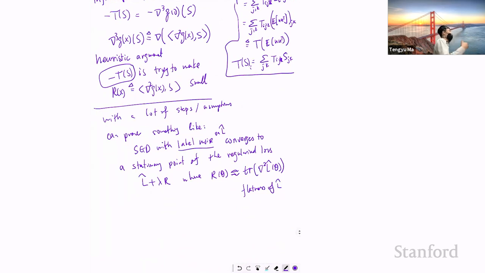So actually the direction you really move in depends on the third order derivative of the loss function, and the Hessian becomes effectively zero.